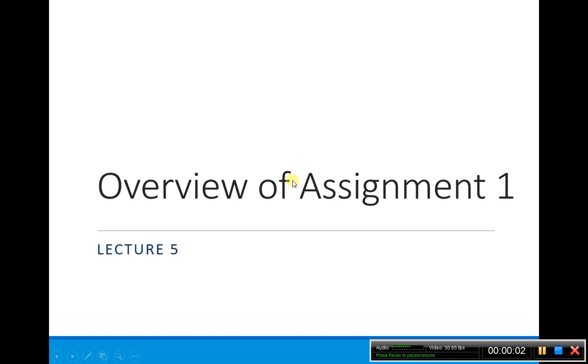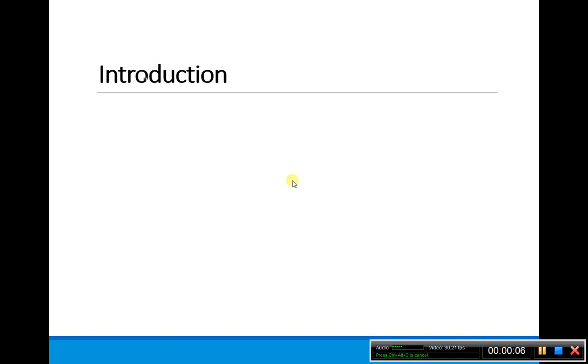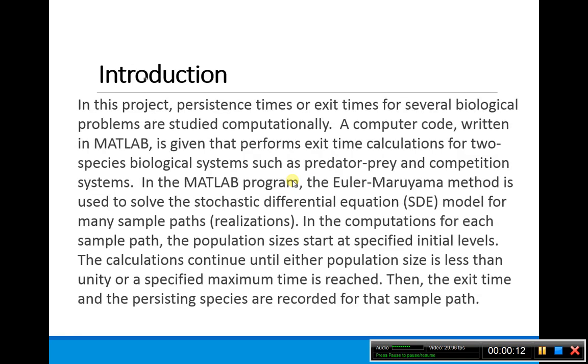Lecture 5 is simply an overview of Assignment 1. If you look at Assignment 1, you're basically going to have an introduction. What is the project about? In this project, we're going to be looking at both deterministic and stochastic models. They're going to be for biological systems such as predator-prey, competition systems, and the SIR model, which is the spread of disease. So we're going to have a MATLAB program.